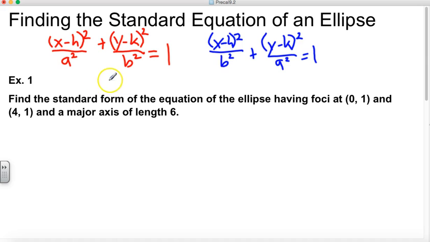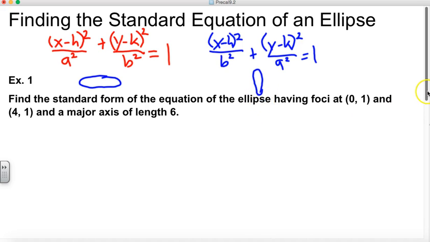So it's going to go longer on the X-axis and it's going to end up giving us a horizontal ellipse like that. But whenever A is under Y, or the bigger number is under Y, that's going to give you a vertical ellipse. The long side is going to be going vertically. Okay, pretty awful ellipse, but you get the idea.